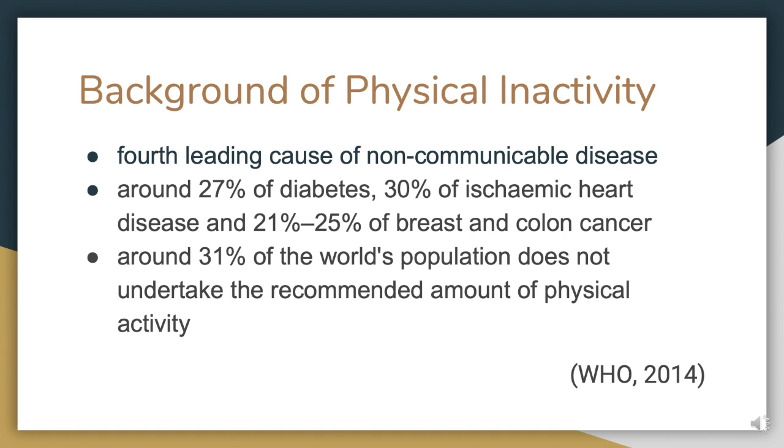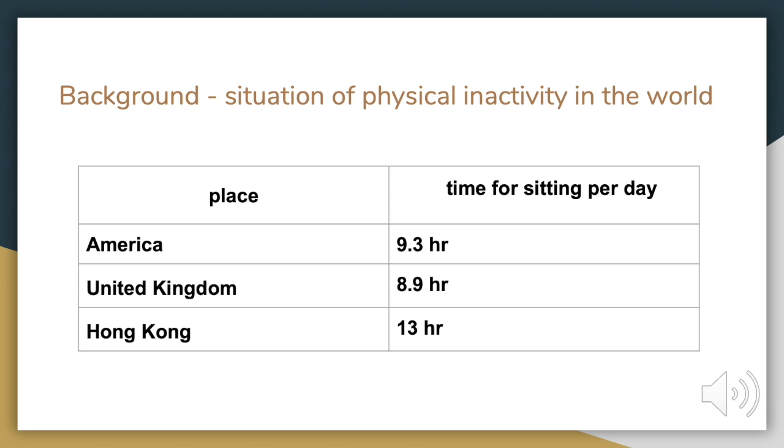According to WHO, around 31% of the world's population does not undertake the recommended amount of physical activity. Also, physical inactivity is the fourth leading cause of non-communicable disease worldwide. Globally, physical inactivity is estimated to cause around 27% of diabetes, 30% of ischemic heart disease, and 21 to 25% of breast and colon cancer. Physical inactivity is a global problem.